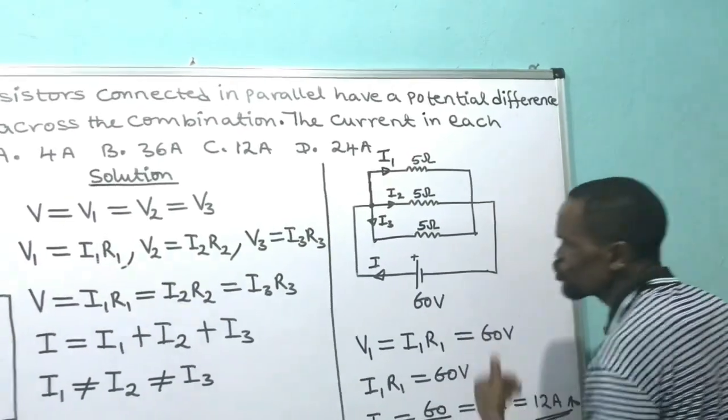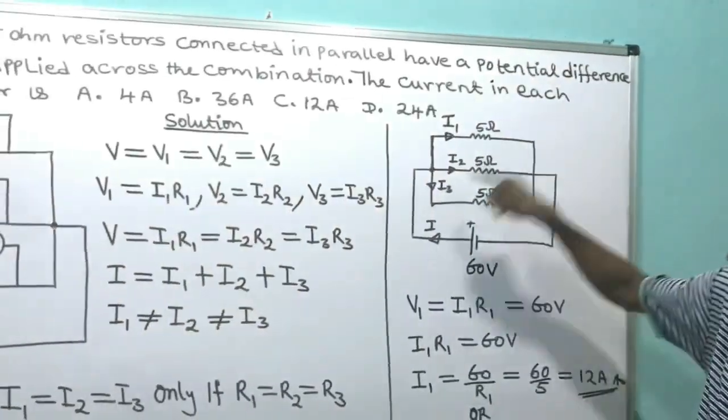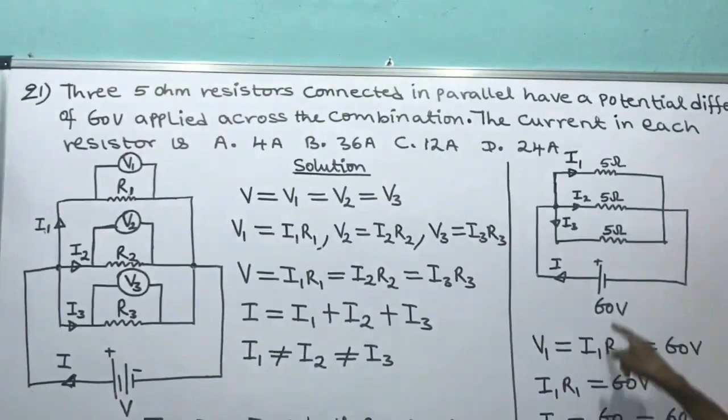Then now, let us go into calculation. We now say the voltage across it, the potential difference across it, is 60 volts. Look at it. Potential difference across it is 60 volts. We'll put it here.